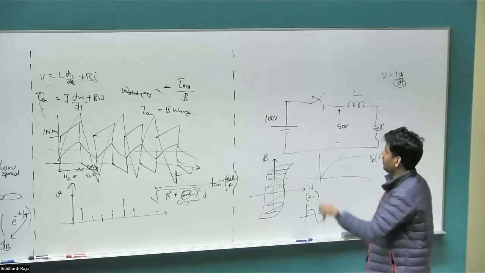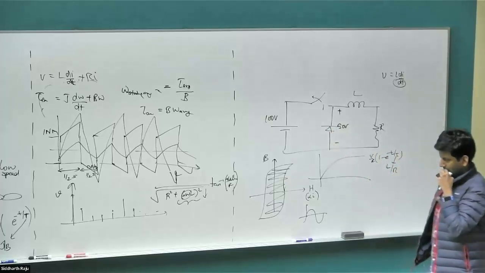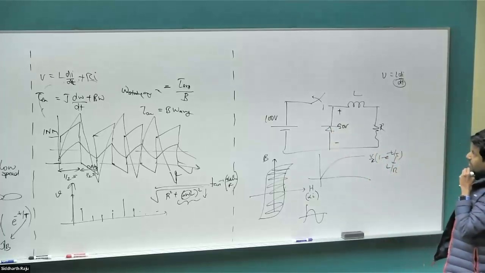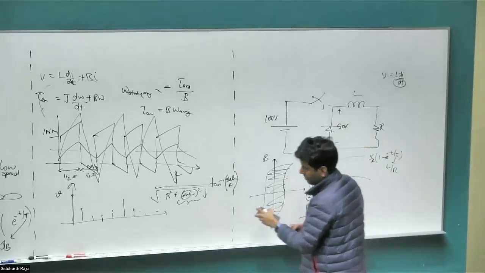Diode. The diode. What was that equation that you wrote with the V over root R squared plus... Which one? This one? The tan inverse.